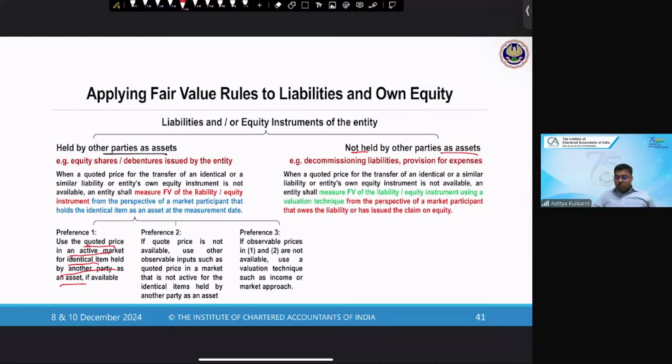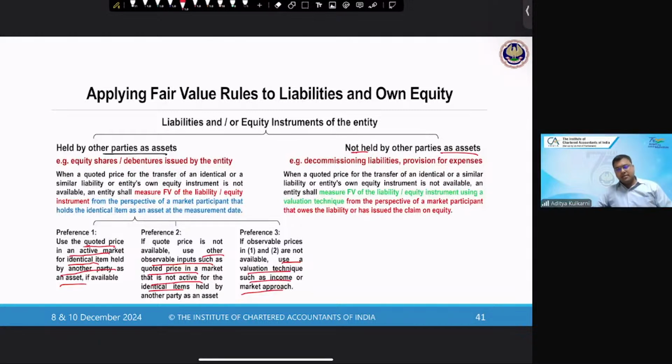So first preference, use the quoted price. If the quoted price is not available, use other observable inputs such as the quoted price in a market that is not active for identical items. And third preference, use a valuation technique such as the income or market approach if observable prices in 1 and 2 are not available. Is it okay?